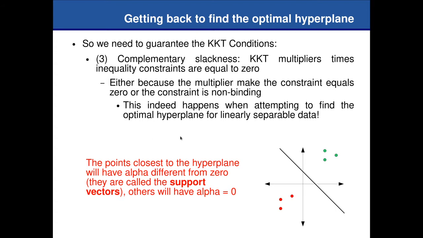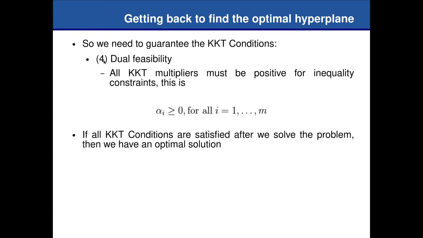Okay, so going to the next, the fourth and last Karush-Kuhn-Tucker condition we must satisfy is the dual feasibility. The dual feasibility tells us that every alpha, or Karush-Kuhn-Tucker multiplier, has to be greater than or equal to 0. Of course, we don't accept negative values. It has to be semi-positive. Each value has to be greater than or equal to 0.